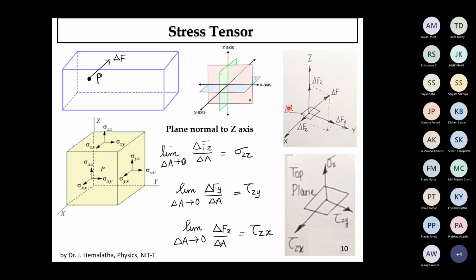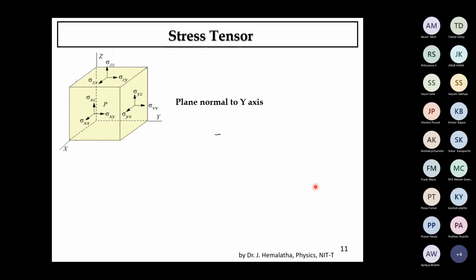The same thing we are going to apply for a different plane, that's all. So the three components are going to be the same: delta Fz, delta Fy, delta Fx. Now the plane direction alone is changing. So these three components we are applying for this plane, which is perpendicular to the y-axis. So this is correct only.